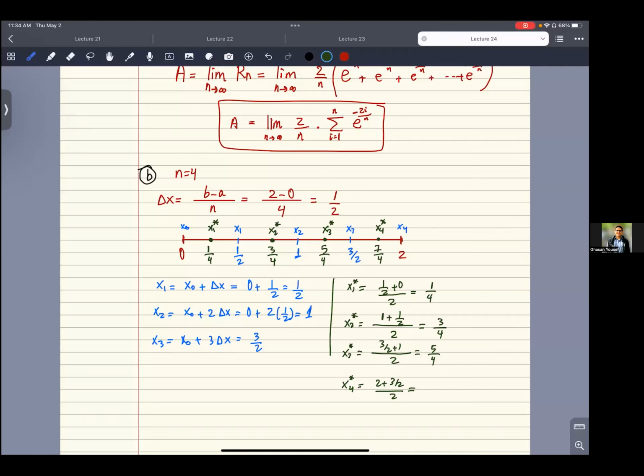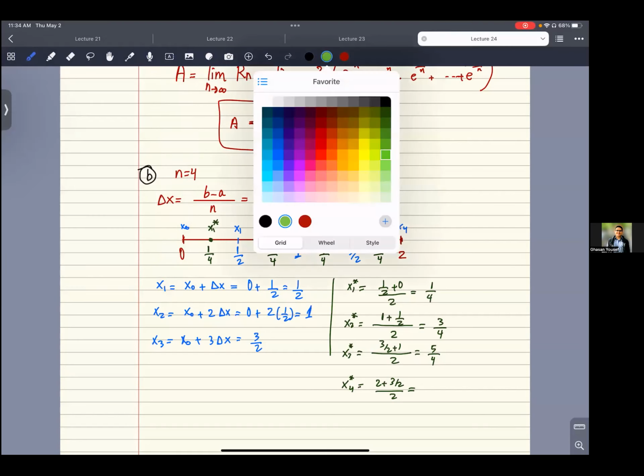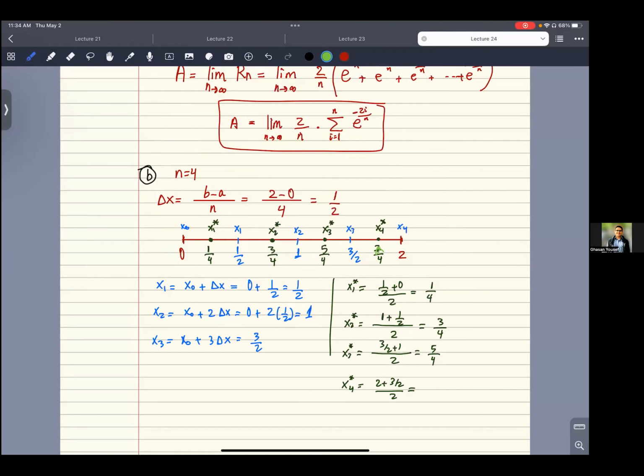Okay. Now I'm going to use these green points to find the area. I'm going to use these points here.